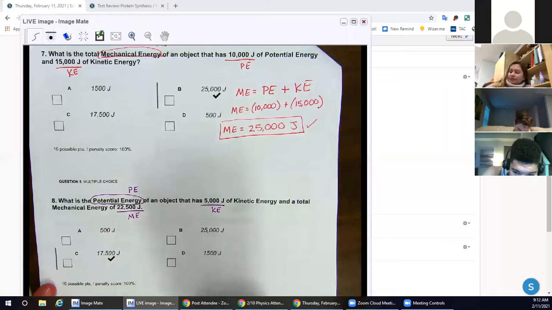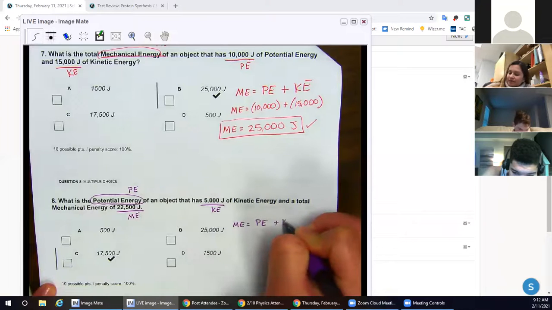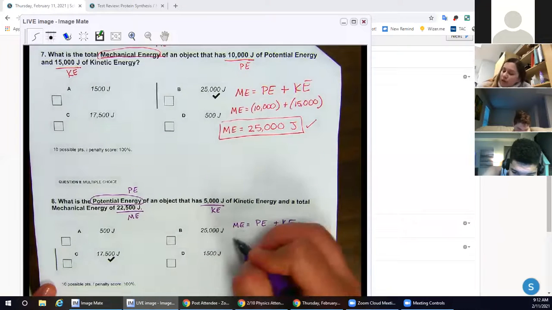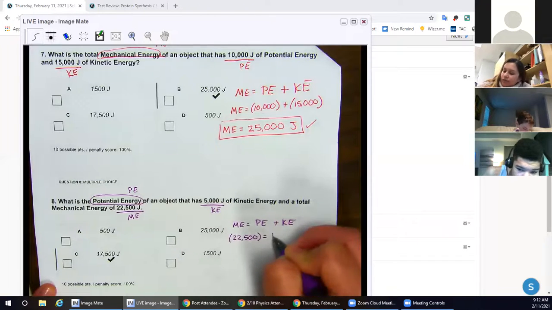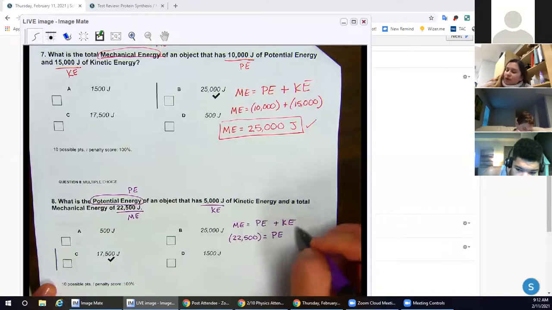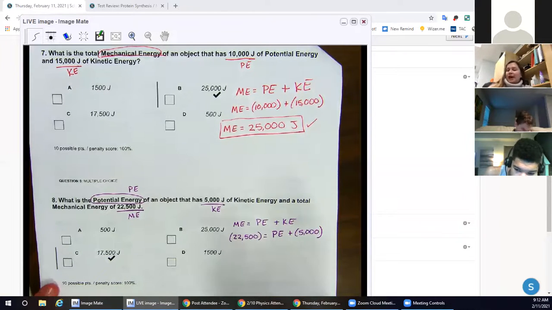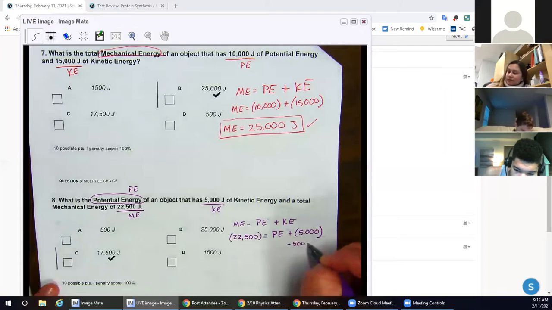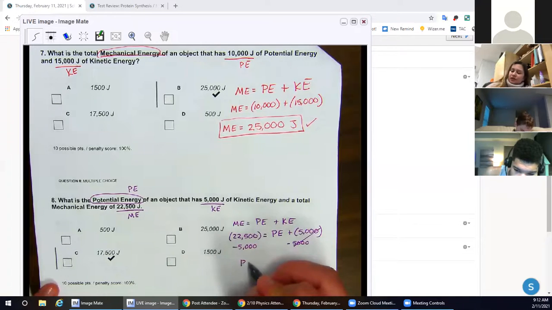So the same formula, mechanical energy equals potential energy plus kinetic. We know our mechanical energy is 22,500, and that's going to equal our potential energy, which is what we're looking for, plus our kinetic, which is 5,000. All you need to do is the opposite. Since 5,000 is being added, you just need to subtract 5,000. That cancels out over here. So your potential energy is equal to 17,500 joules.